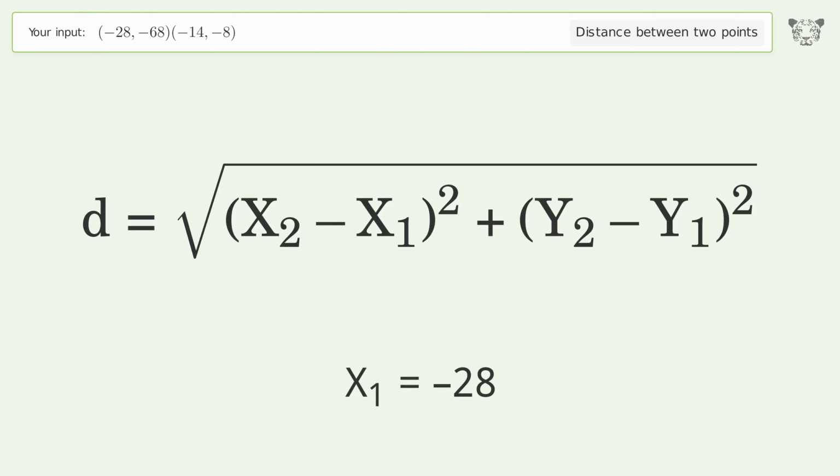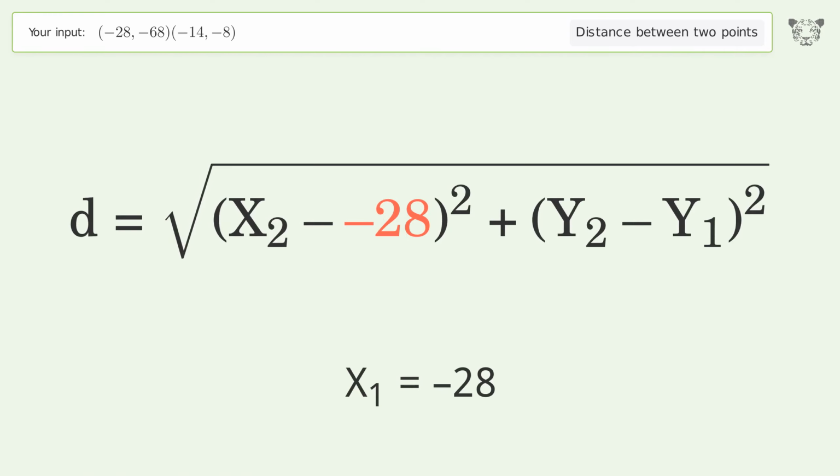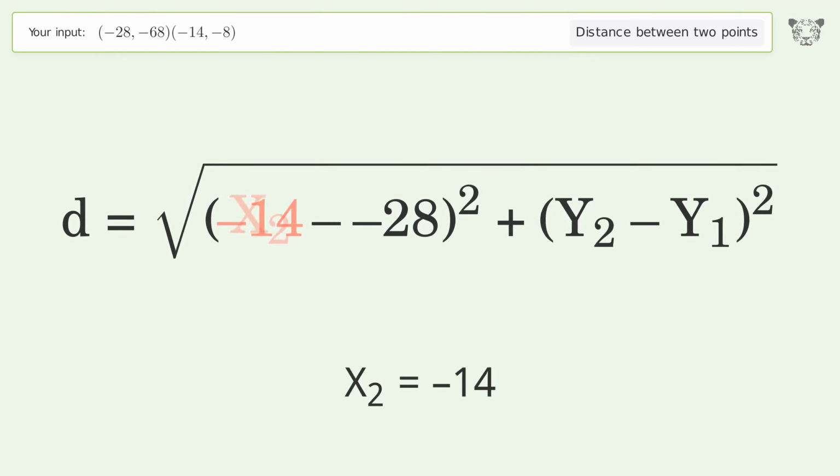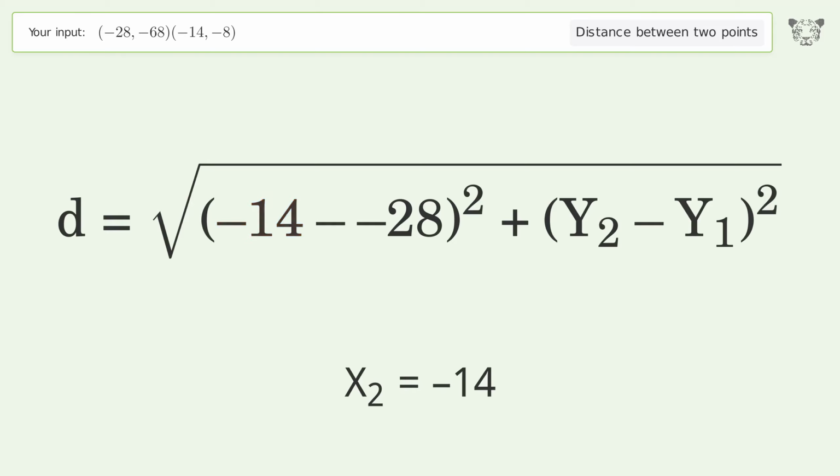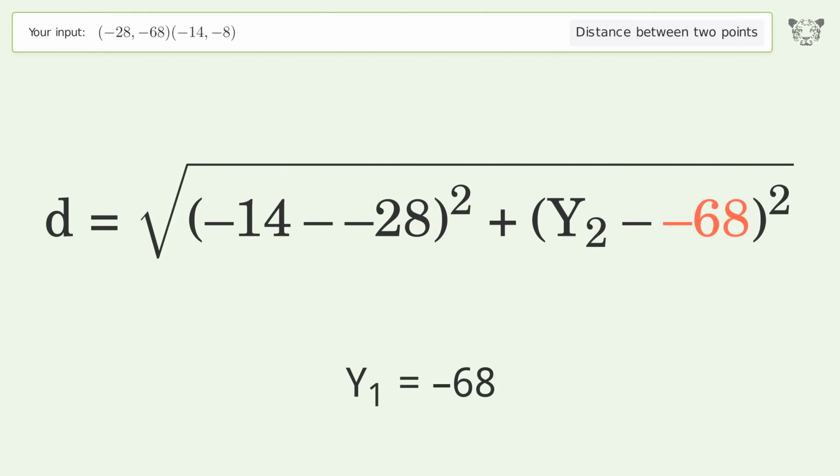x1 equals -28. x2 equals -14. y1 equals -68. y2 equals -8.